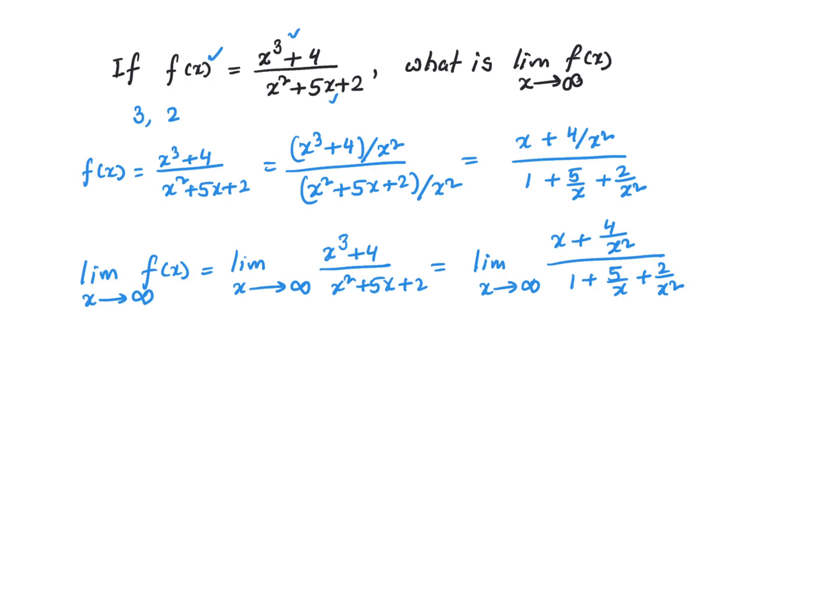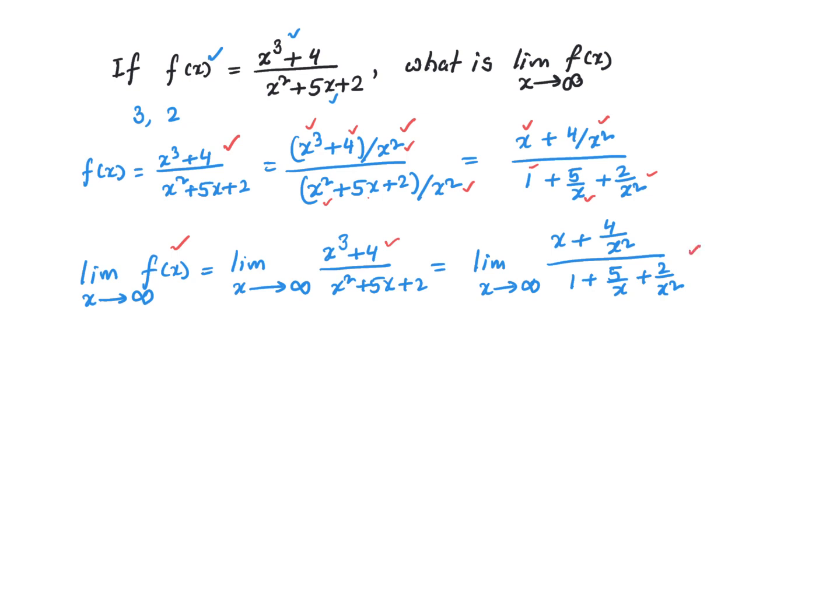So f(x) is this: divide the numerator by x squared and the denominator by x squared. Upon division, x cubed divided by x squared is x, and 4 divided by x squared is 4 over x squared. Similarly, in the denominator, x squared divided by x squared is 1, 5x divided by x squared is 5 over x, and 2 divided by x squared is 2 over x squared. So in essence, finding the limit of this function f(x), which is (x cubed plus 4) divided by (x squared plus 5x plus 2), is equivalent to finding the limit of this function.